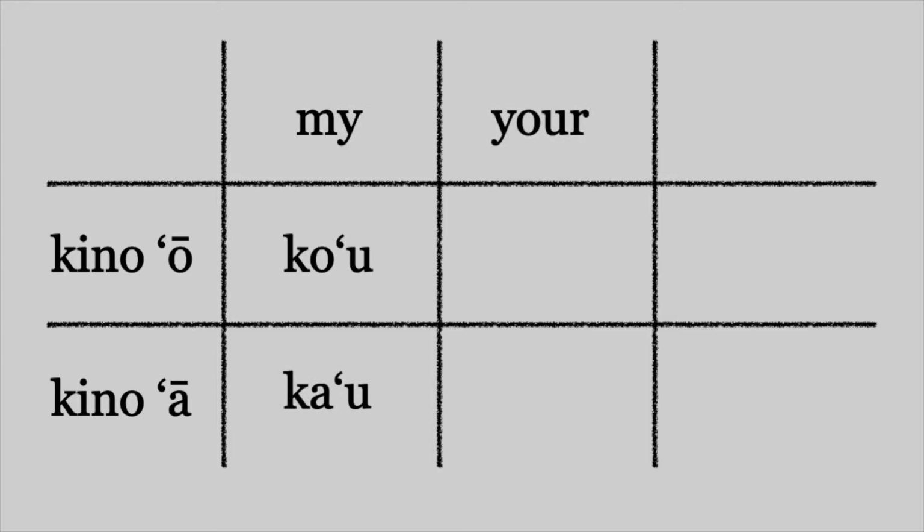And now that we've learned the difference between kino o and kino a, let's learn our possessives. Each possessive will have a kino o and a kino a version. Let's start with my. For kino o, it's ko'u. For kino a, it's ka'u. And your kino o is ko. Kino a is kau. Note that my has the okina, but your does not.